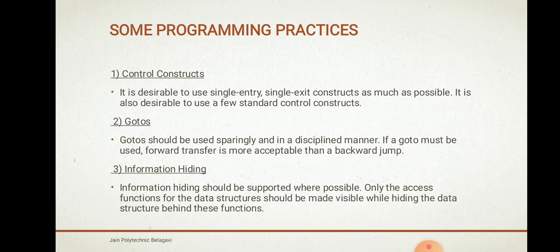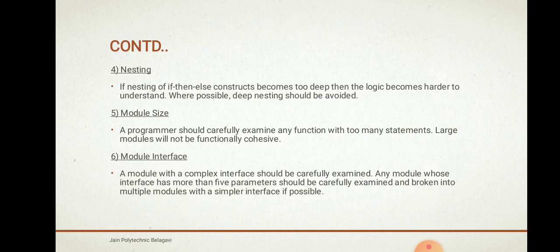Then you have information hiding. As I mentioned in the previous slide, information hiding should be supported wherever possible. Access functions to the data should be made visible, while the data structure itself is hidden behind the functions. The fourth one is nesting. If the nesting of if-then-else becomes too deep, the logic becomes harder to understand. So we must use if-else statements as sparingly as possible. Deep nesting should be avoided, because it will be difficult to understand the code.